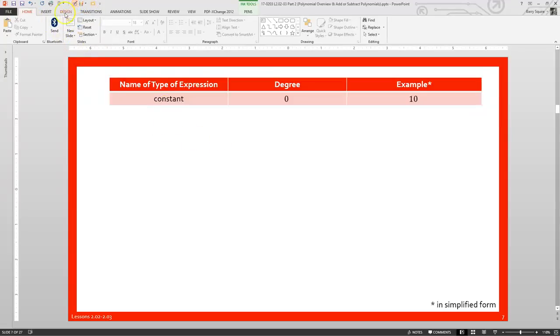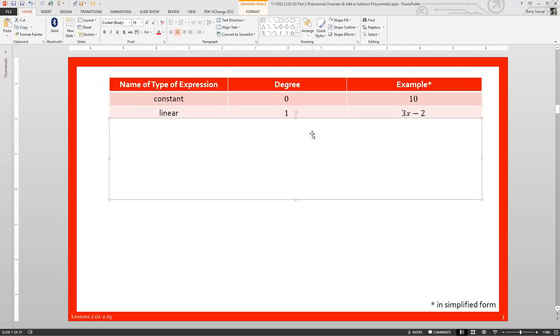We've talked about constants. That's a type of expression. A constant has a degree of 0, and an example is 10. And we've talked about why that is. Then we have what's called a linear expression. It has degree 1, and it has 2 terms.